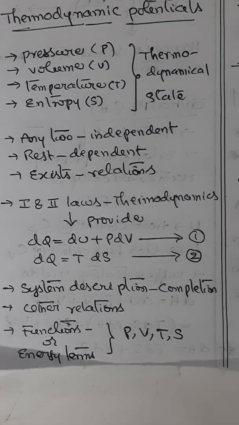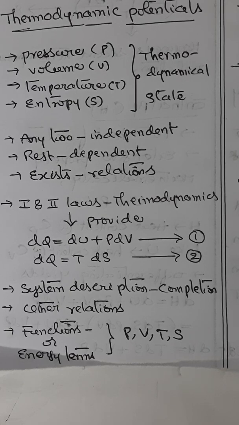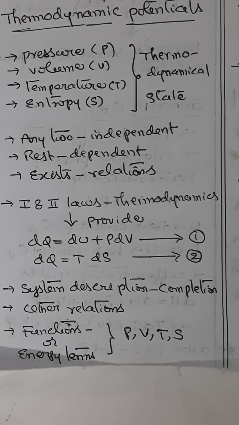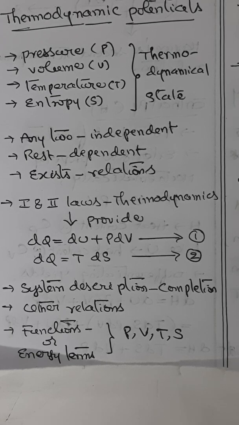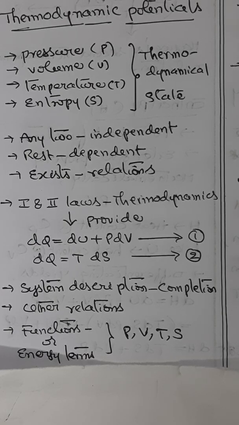Let me quickly recap the introduction. Now, having understood the basics of thermodynamics and their expressions, let us understand something called thermodynamic potentials, and thereby we obtain what is known as Maxwell's equations. We know that the thermodynamical state of a system may be represented in terms of some selected variables like pressure, volume, temperature, and entropy. Any two of these variables are independent and the rest are dependent. Therefore, there exists a certain relation among these thermodynamical variables.